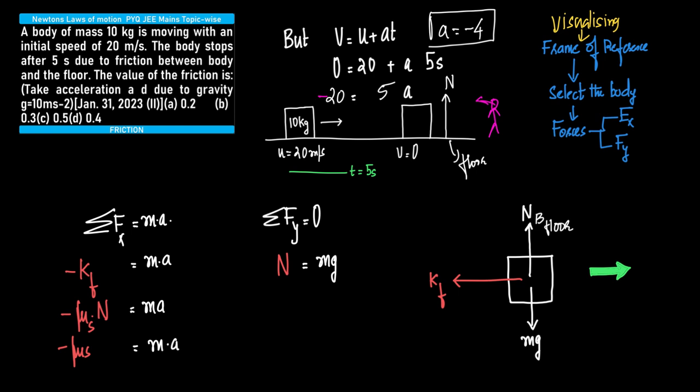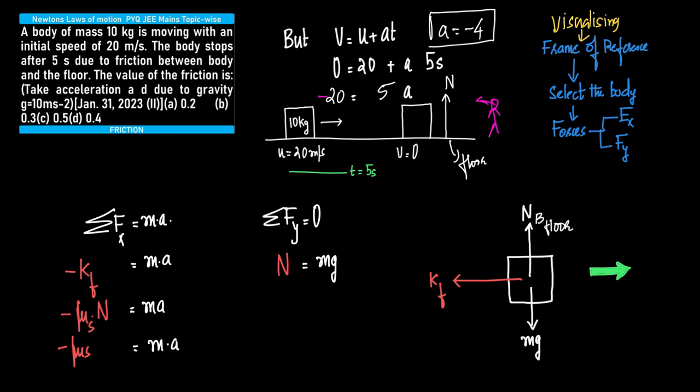If the body is moving towards the right, then friction will be acting towards the left. But now the question comes up, although not mentioned in the given problem: what kind of friction is this? Is this static friction or is this kinetic friction? Well, we need to understand the concept here.